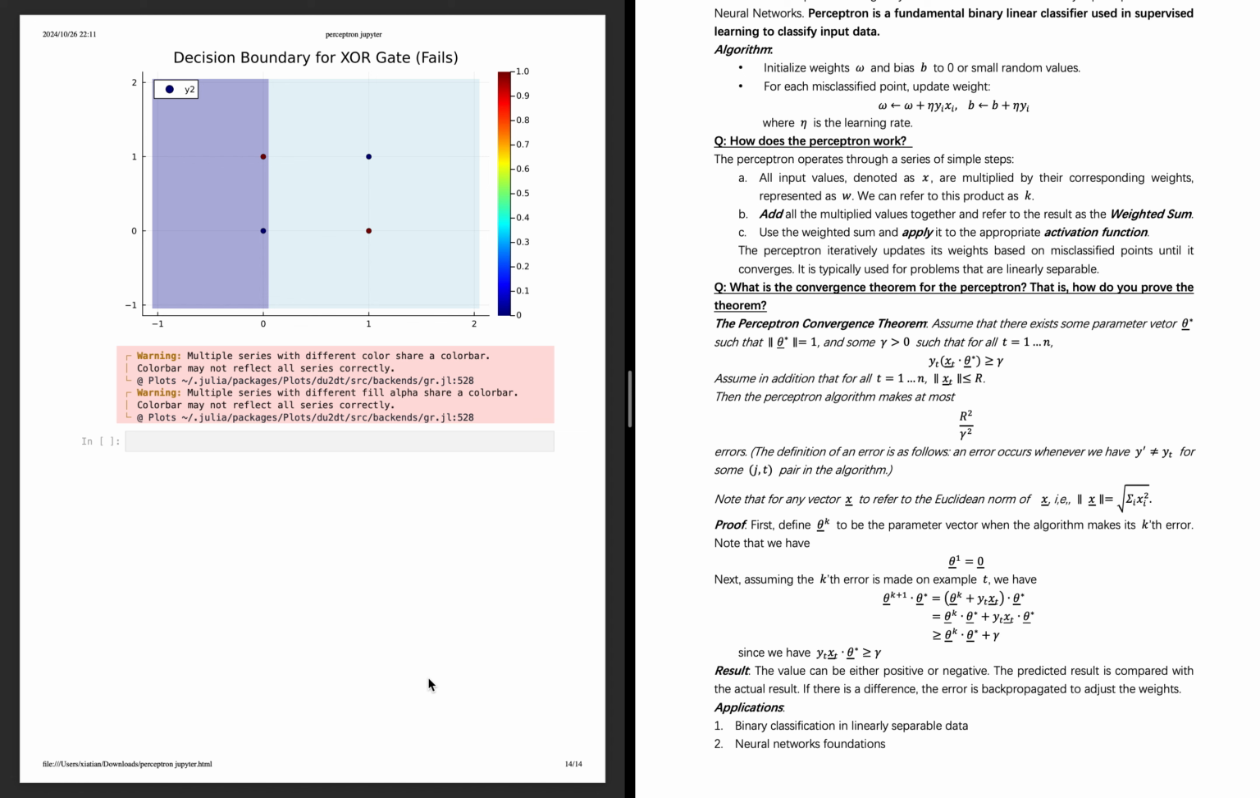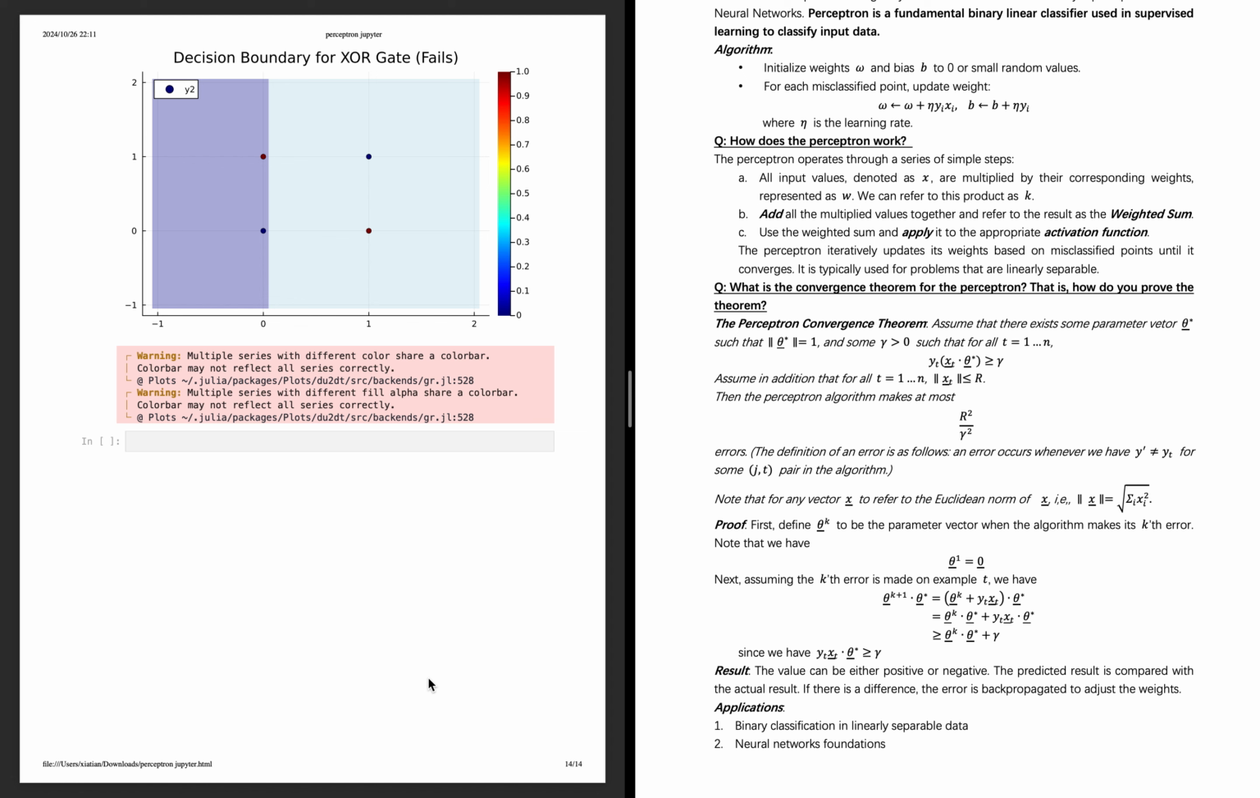Here, as we train the perceptron on the XOR gate, we can see that it struggles to find a suitable decision boundary. The perceptron keeps updating its weights, but it never reaches a point where it can correctly classify all the data points. This is because the XOR data requires a non-linear decision boundary, which the simple perceptron model cannot provide. The resulting decision boundary visualization shows that the perceptron fails to accurately separate the classes, leaving some misclassifications.